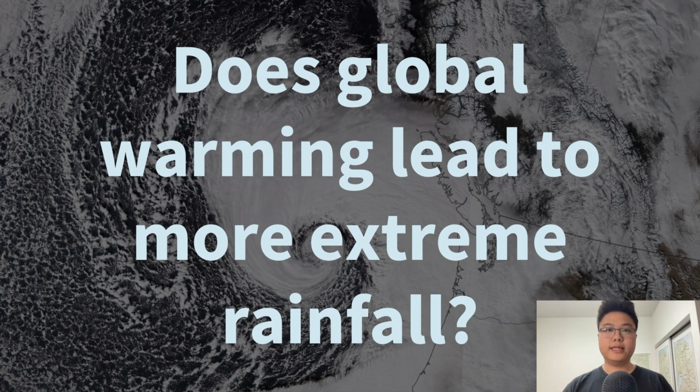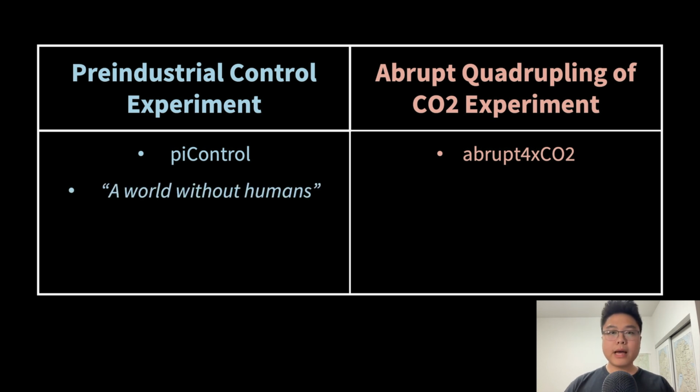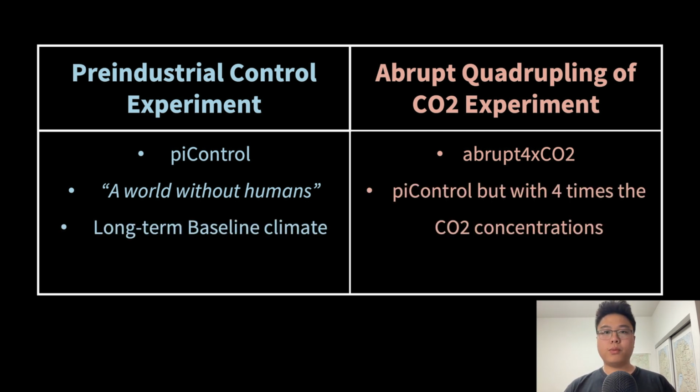My data of choice is idealized climate model experiments, and the two experiments I use are the pre-industrial control experiment, or piControl, and the quadrupling of carbon dioxide experiment, or abrupt 4 times CO2. piControl is pretty much a world without humans where the Industrial Revolution never happened. It is generally used as the baseline control for any comparisons. On the other hand, 4 times CO2 is the same as piControl, just with quadruple the carbon dioxide, from 280 to 1120 parts per million.